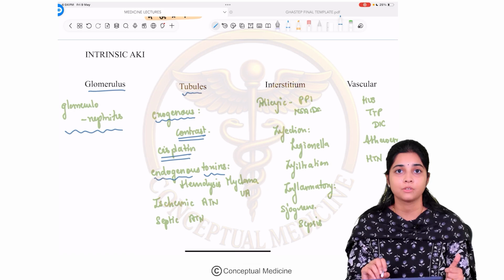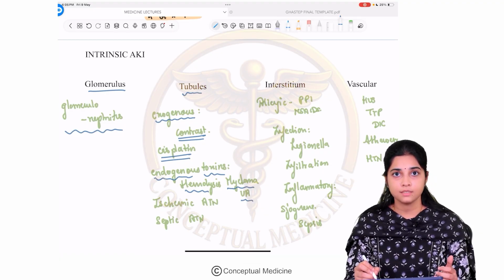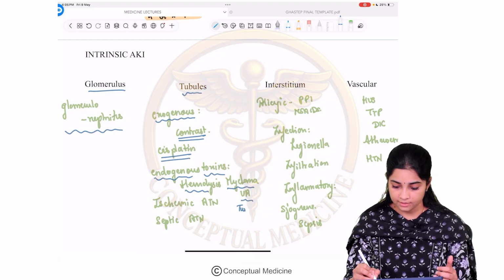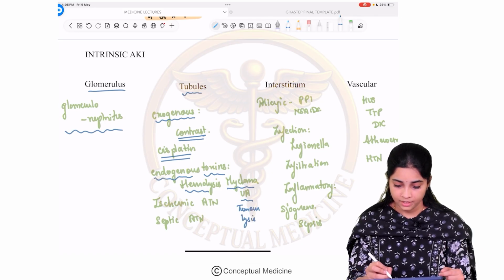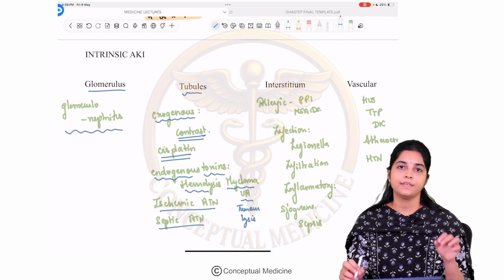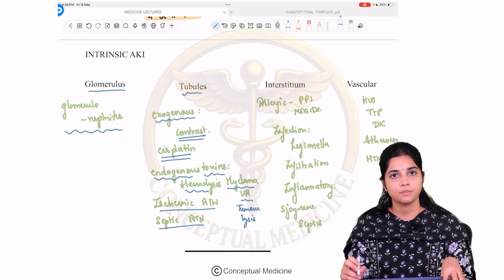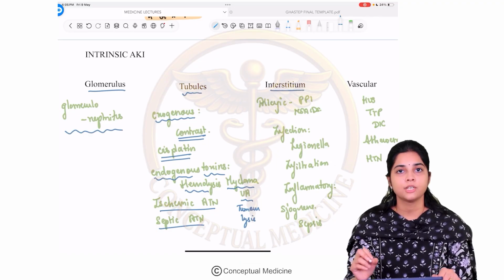Tubules can be damaged because of endogenous toxins, which can be due to hemolysis, multiple myeloma, and uric acid crystals, which you see in tumor lysis syndrome. Excessive uric acid is seen in tumor lysis syndrome. Apart from that, you have ischemic ATN and septic ATN. ATN stands for acute tubular necrosis. Then we move to the interstitial compartment.